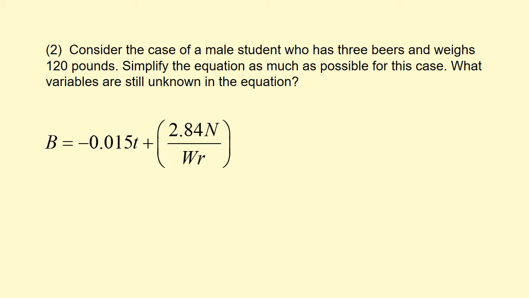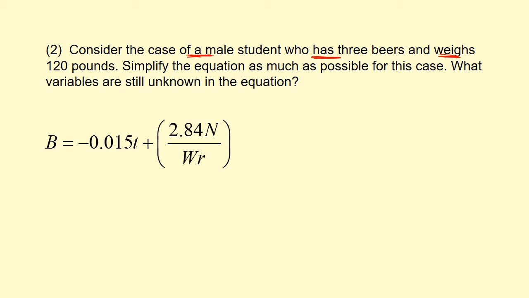So we've got to get rid of a bunch of these variables. And we see right away that we have 3 beers, and that's going to help us get rid of one of these variables. We also see that he weighs 120 pounds. Not a very big guy apparently, but that will certainly allow us to get rid of another one of these variables. And we also see that this is a male student, and that tells us something too. That actually will allow us to get rid of yet another one of these variables. And so one of these variables is unknown.